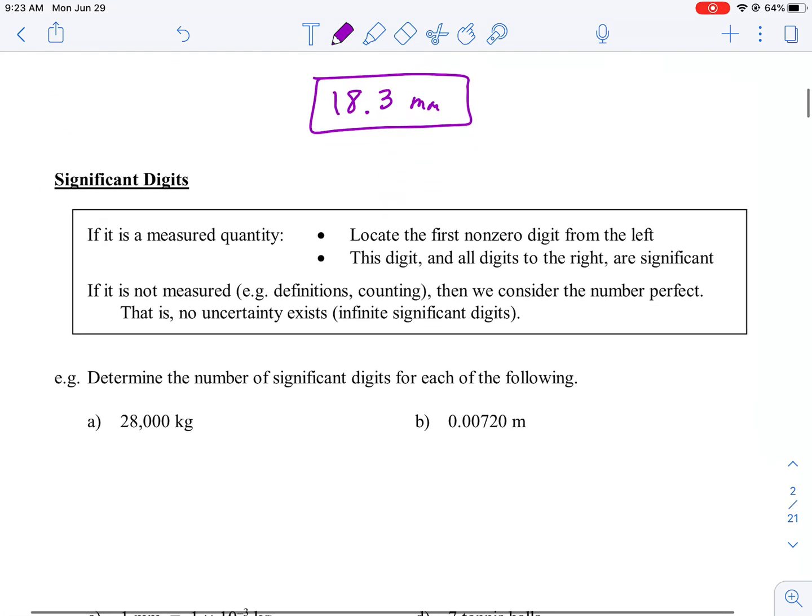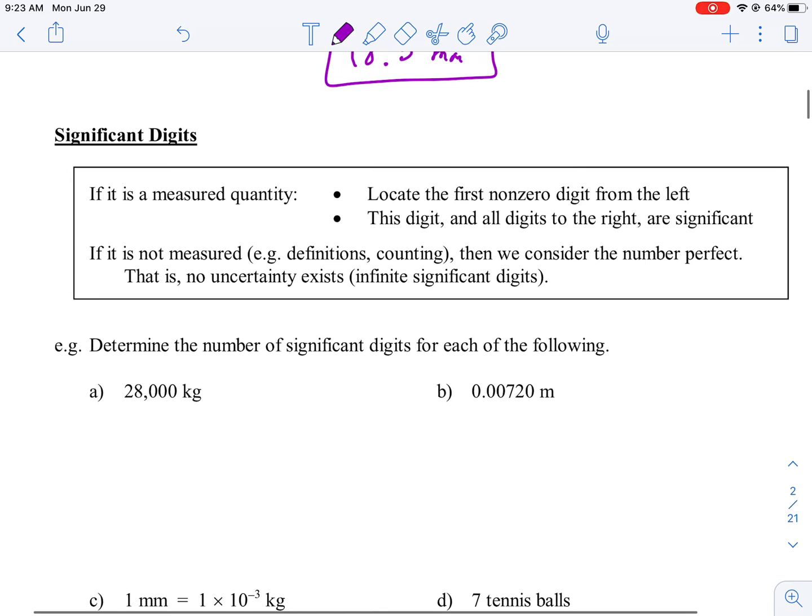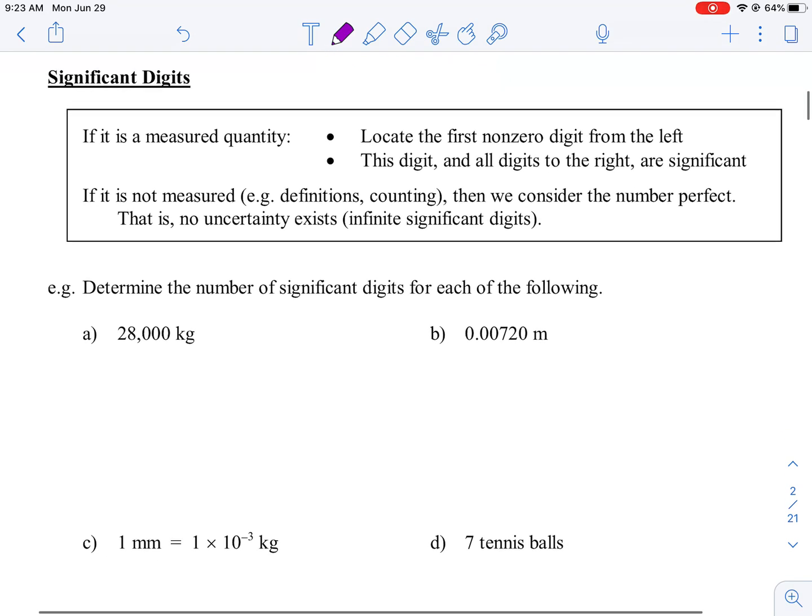Good. Next skill. Let's talk about significant digits. Now in that box, you guys can see that we have a very clear description on how to do it. I find it's actually best if I just show you with the numbers below. So underneath, I've got a variety of examples for you guys. Let's walk through each of them.